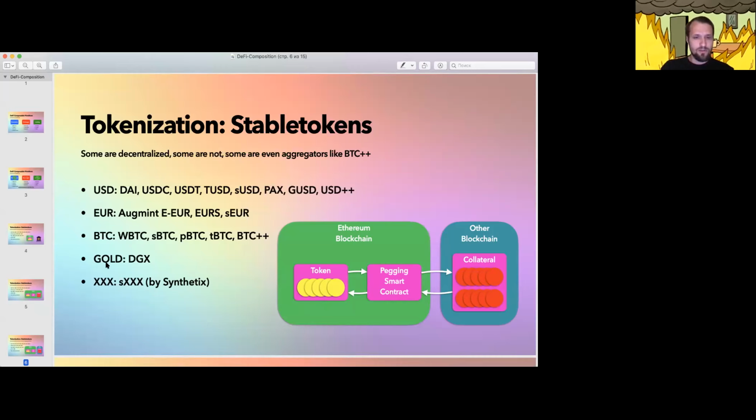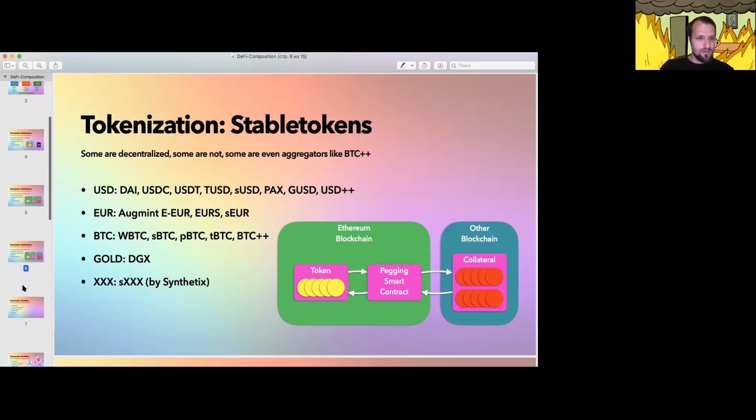Yeah, and I also want to mention one interesting project that has a lot of different stable tokens. It is the Synthetix project. They even have an Ether token called SETH, which is a stable token pegged to Ether. And of course, they have sUSD, sEUR, and many others.